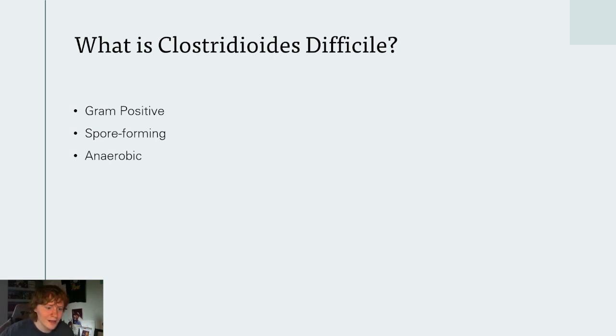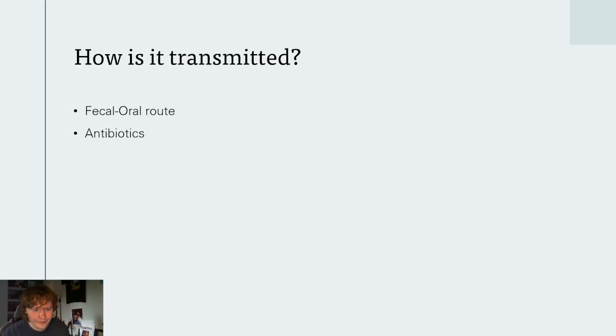It's spore-forming, meaning that as a defense mechanism, if it's in an environment that isn't ideal, it can produce spores, and this allows it to stay dormant for long periods of time, and it allows it to live in areas with no oxygen. It's also anaerobic, which means it can thrive in environments with no oxygen, and oxygen can actually harm the growth of it.